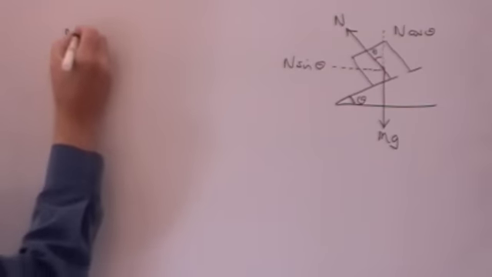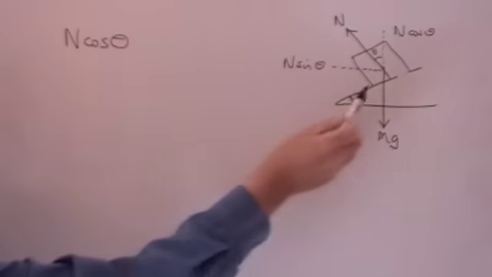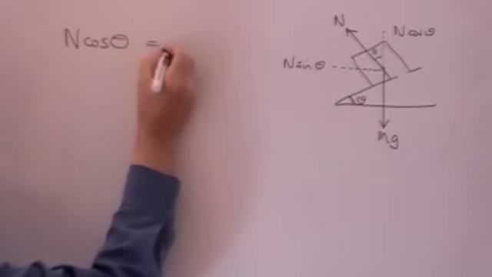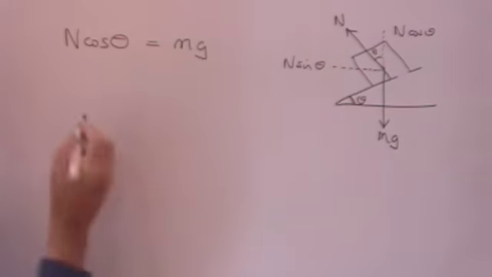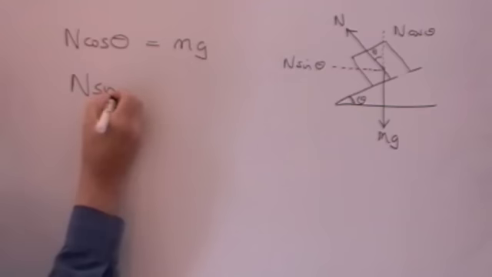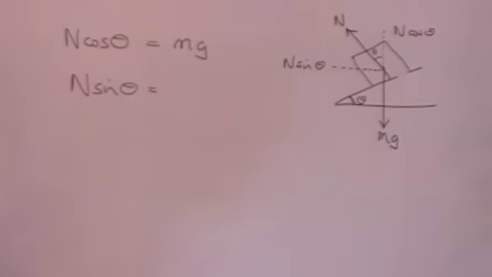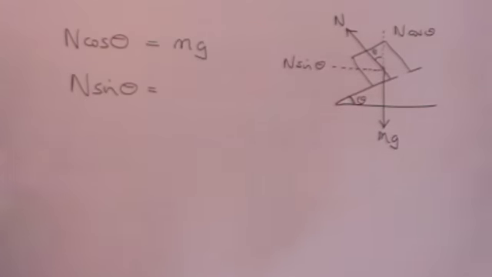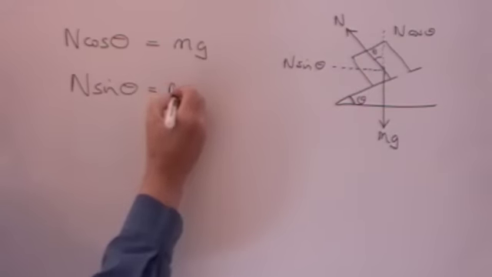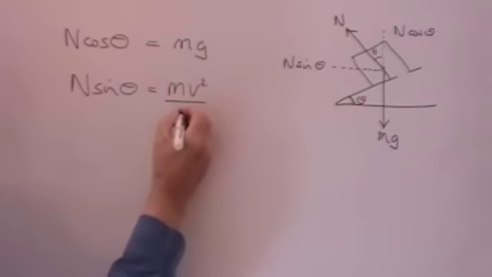So that means that N cosine theta, which is the force acting up, must equal mg, which is the force acting down. Now let's have a look at the forces in the horizontal direction. Well, there's just one, N sine theta. What is that doing? That is providing the centripetal force that will keep my car going round that circle that I showed you a moment ago, the black line of the banked turn. So that's providing the centripetal force, which of course is mv squared over r.